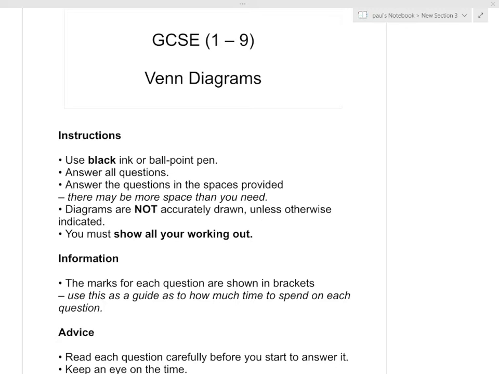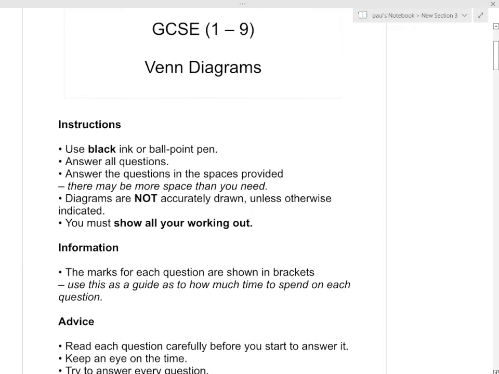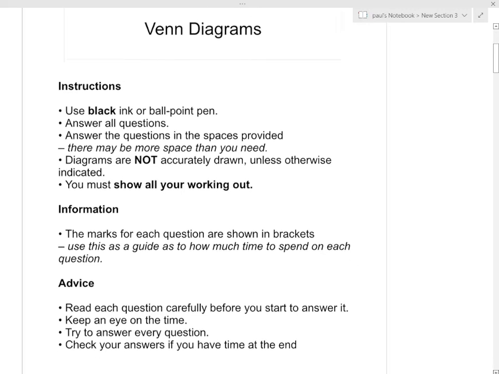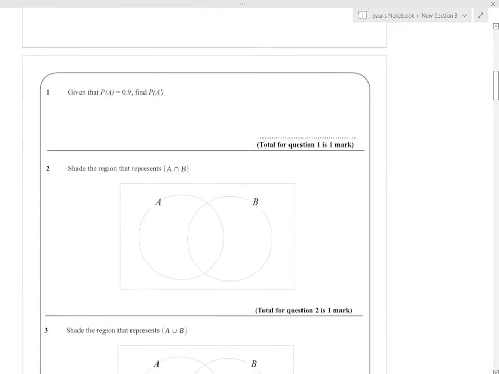Right, this one is on Venn diagrams. It's been asked to do this for GCSE resit. So these are not easy, by the way, Venn diagrams. The first thing to know about Venn diagrams is that this is when we're asked to work out the probability of something happening. So there's always a P.